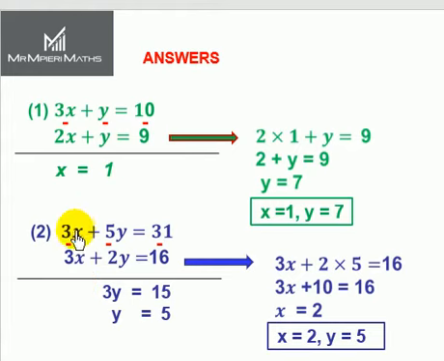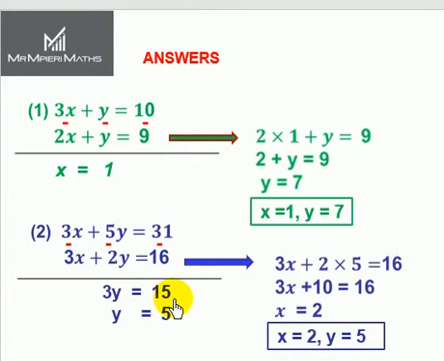Here the coefficients of y are not the same, 5y and 2y. But if you look at the x, they are the same. Again, the signs are the same, so put minus, minus, minus. So 3x minus 3x is gone. 5y minus 2y gives you 3y, and 31 minus 16 gives you 15. So 3y is 15, y has to be 5, because 3 times 5 is 15.